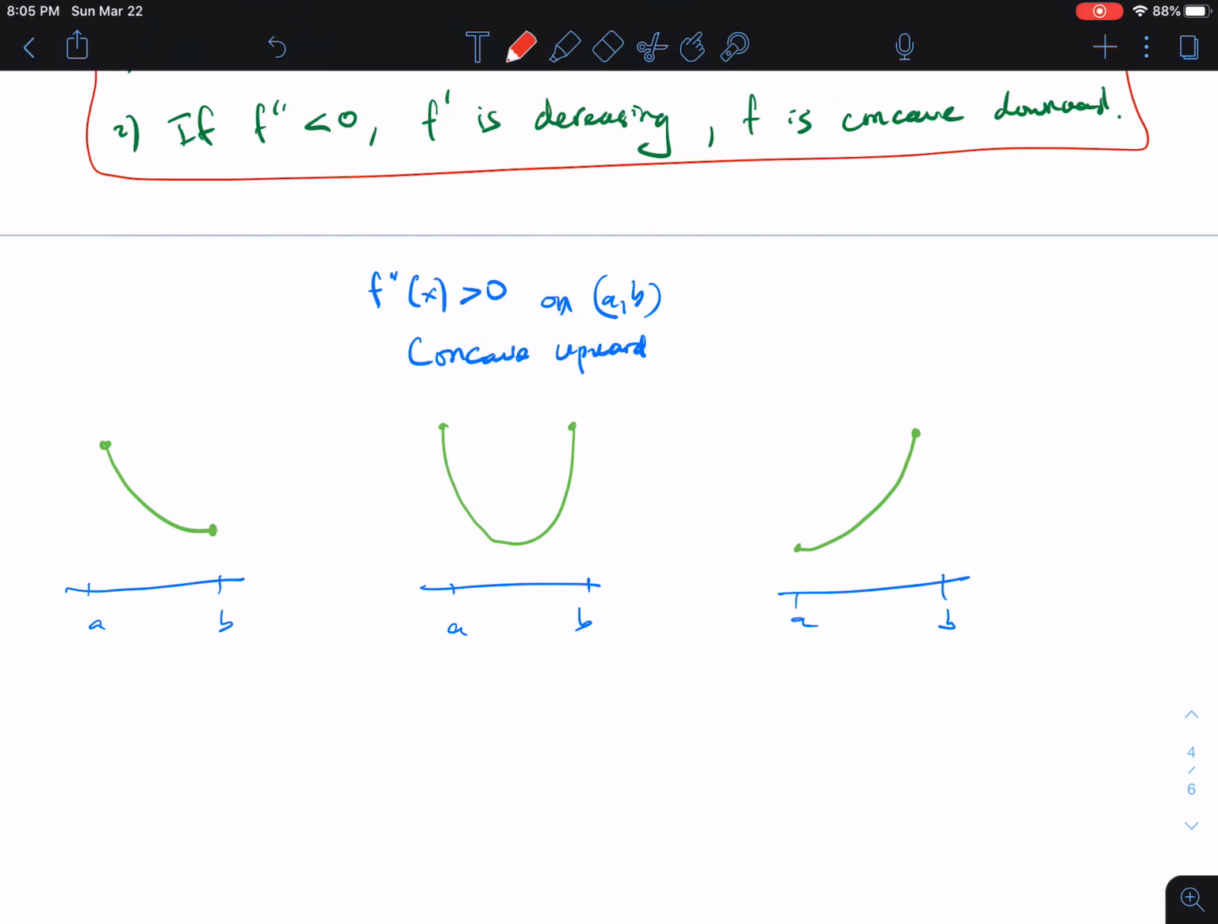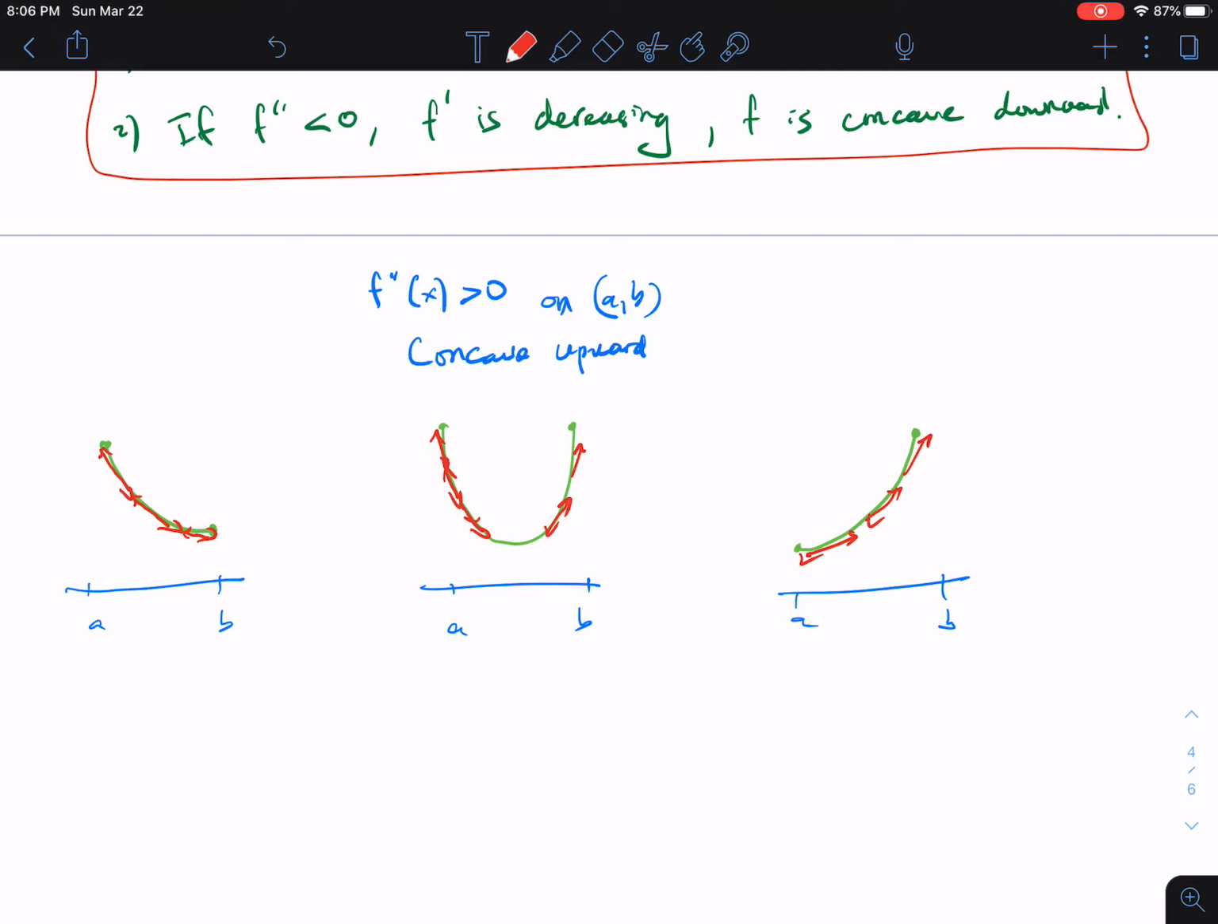So notice that the derivative of each graph is increasing. You know this is a negative slope, and the negative slopes are increasing, meaning it's going from negative to positive. Here, the slopes are increasing from negative to positive. And here it's already positive, so it's going to keep increasing.